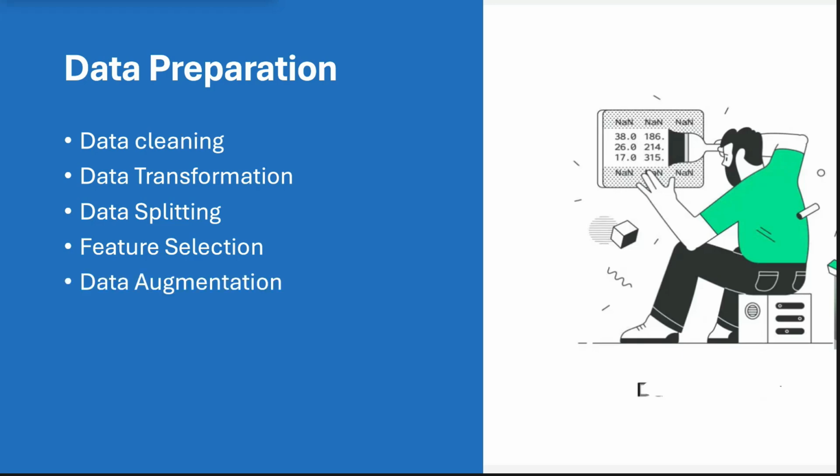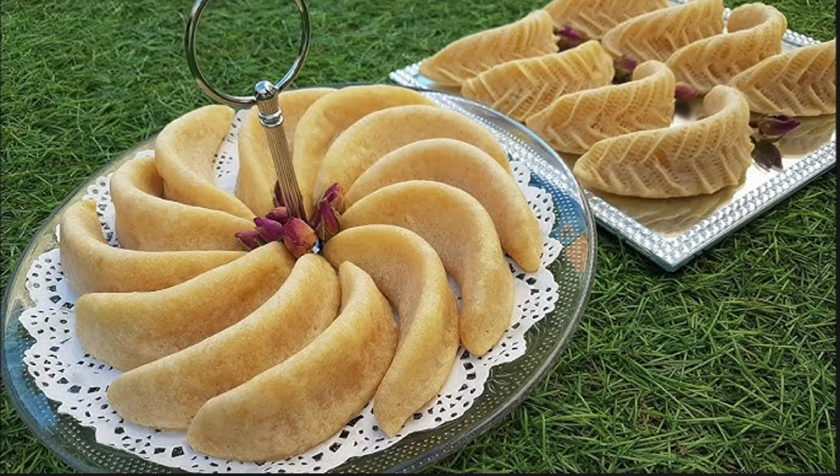Data augmentation: create additional data samples if needed, especially in the case of image or text data. Continuing on our cookie connoisseur club example, let's move into the data preparation step. Your mission is to prepare the data you've collected on cookie shops to ensure it's ready for modeling.